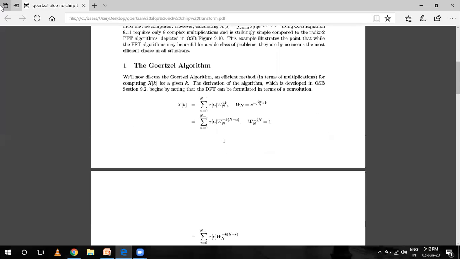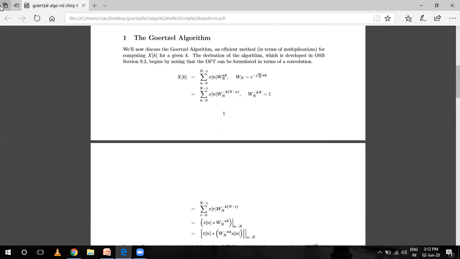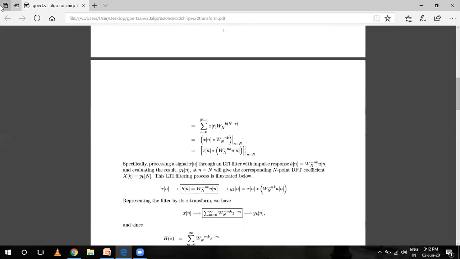Omega N, that is WN, its value is e raised to the power minus j 2 pi by N into nk, and when using the minus k N, its value is omega to the power minus kN equal to 1. So summation r equal to 0 to N minus 1 of x r WN to the power minus k, N minus r. There is a convolution of both the terms, and you will get xn convolved with omega N to the power minus nk un at n equal to capital N.